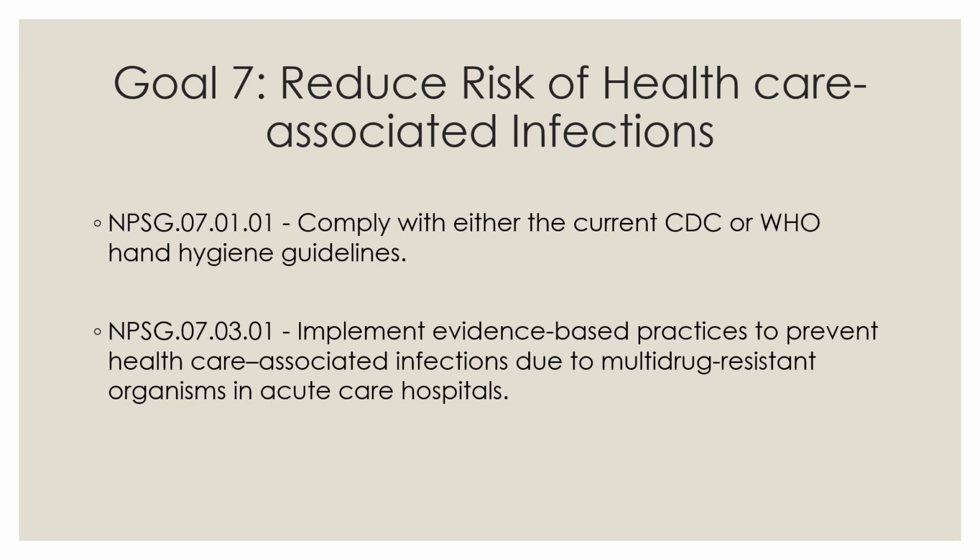Next, we have Goal 7, reducing the risk of healthcare-associated infections. There are a total of 5 components under this goal. And per the CDC, millions of people acquire healthcare-associated infections each year. The first component of this goal is to comply with either the current CDC or WHO hand hygiene guidelines. Proper hand hygiene is one of the most important ways to prevent the spread of infection.